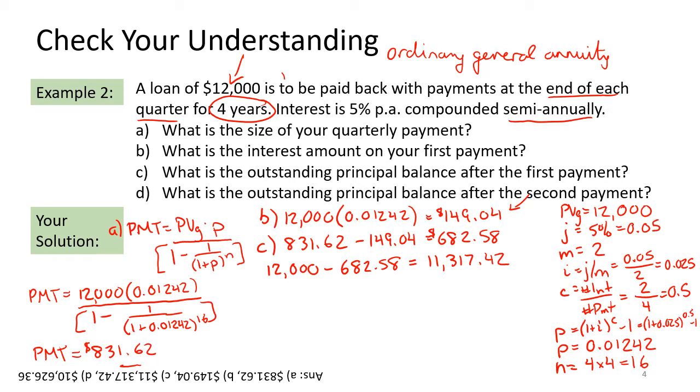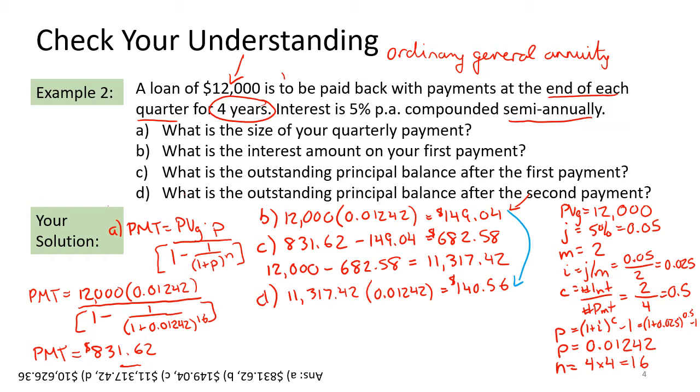Okay, so part D is asking about the outstanding principal balance after the second payment. So again, we follow the same steps we did in parts B and C. First, we calculate the interest, which again is how much we have remaining on our loan, $11,317.42, multiplied by the equivalent rate of interest, 0.01242. So in this case, that number works out to $140.56. Again, you can see how the interest decreased because you have less on your loan to repay.